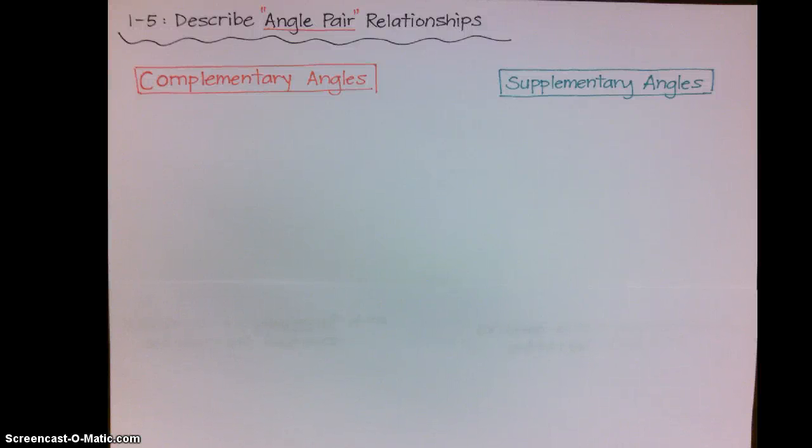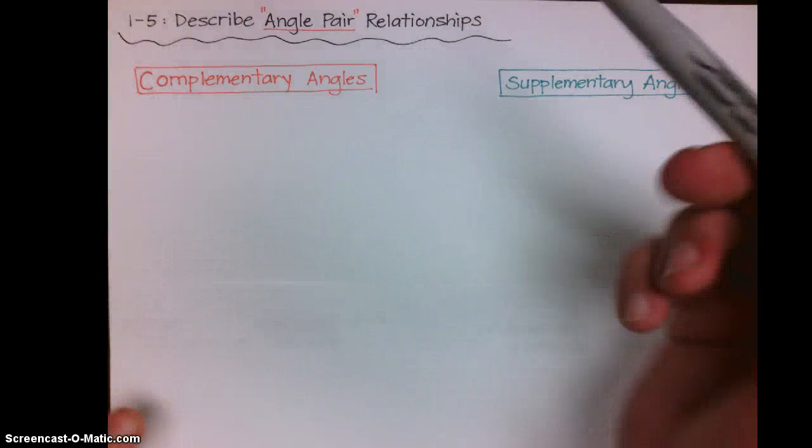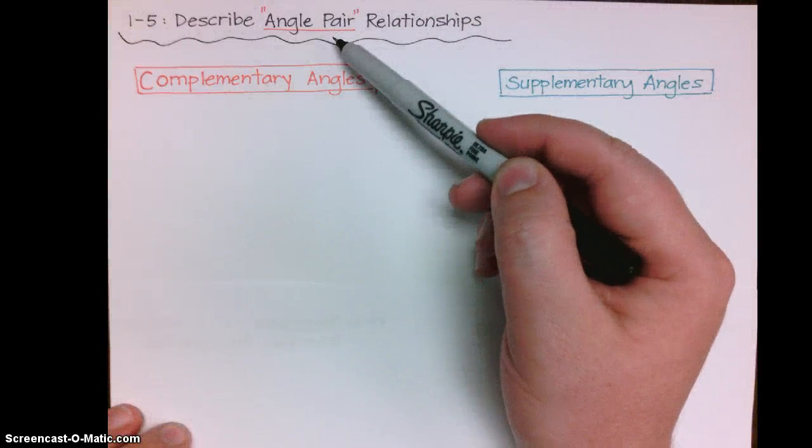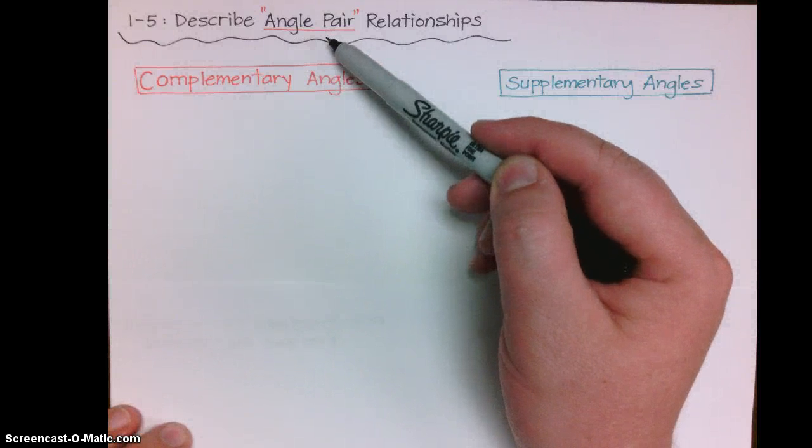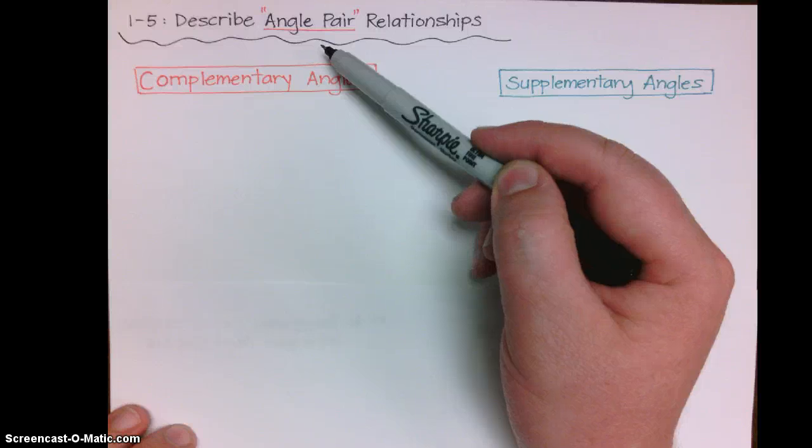Hello class, today we're going to be learning lesson 5-1 in our textbook. This is about learning how to describe angle pair relationships. So we know in the past couple days we've been learning about lines, line segments, rays, and we can see that when they intersect, they're going to meet and form an angle. And so today we're going to be talking about different scenarios where the angle pairs that you see of two angles have different relationships.